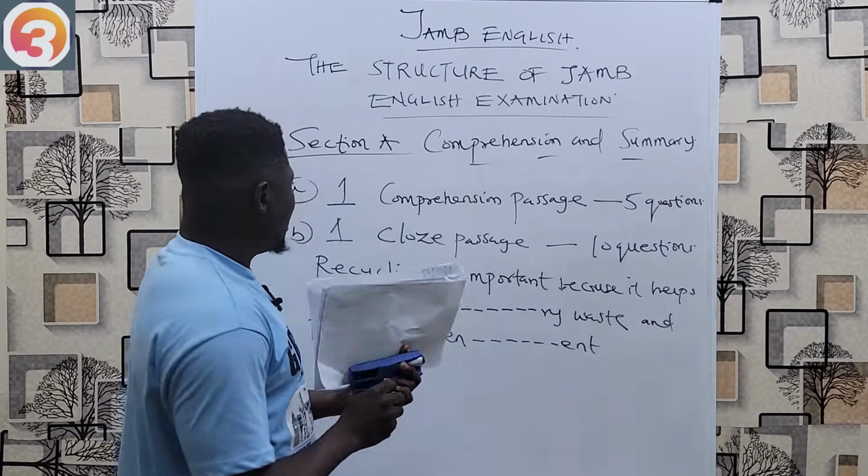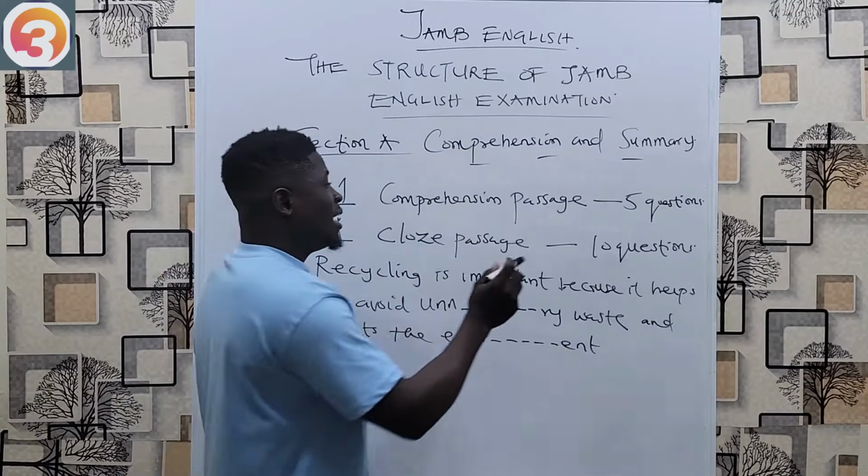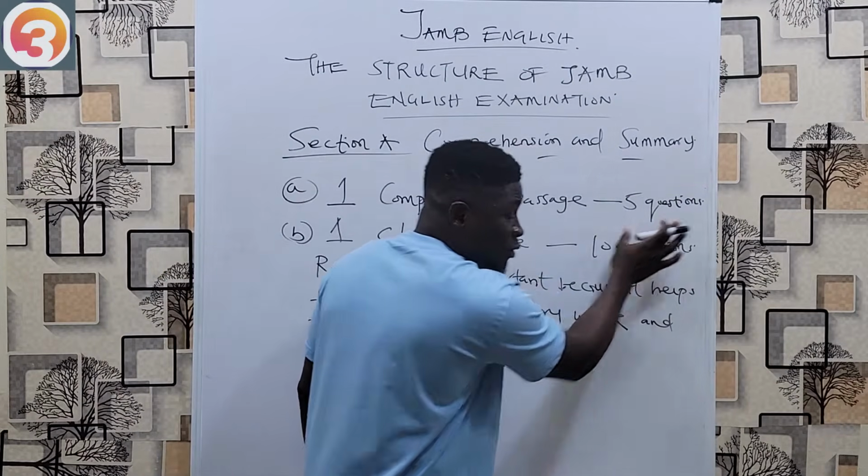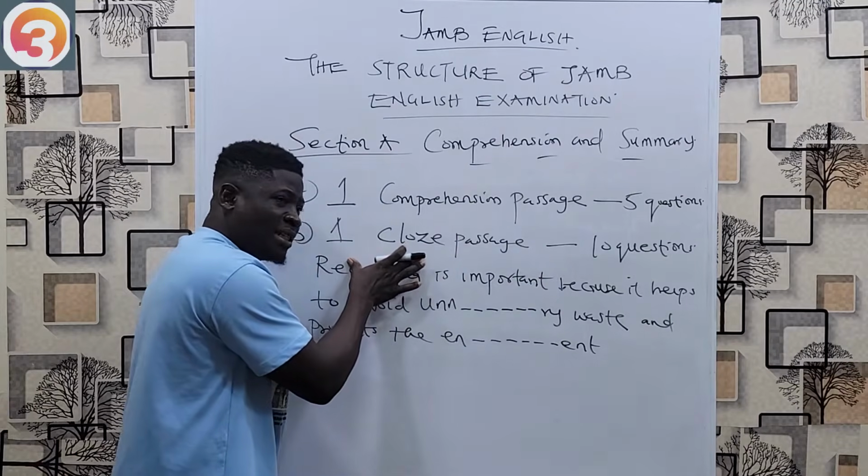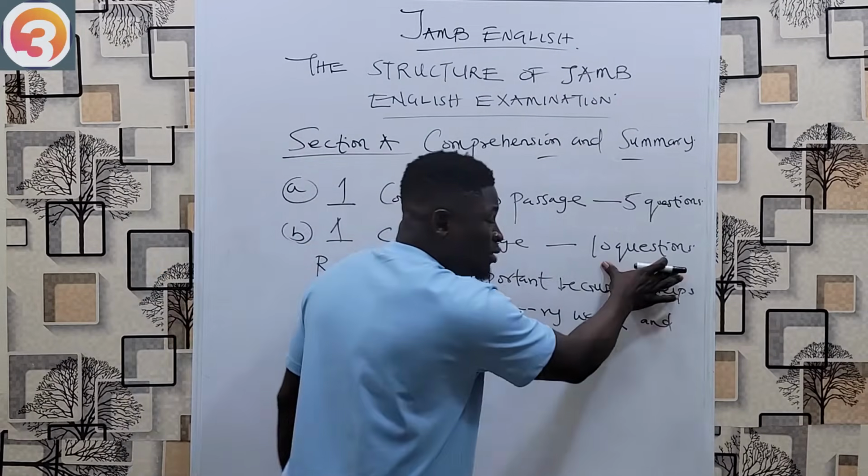So we are going to have what? A comprehension passage, one comprehension passage. Five questions will be asked under the comprehension passage. We are going to have a closed passage. So 10 questions will be asked under this closed passage.